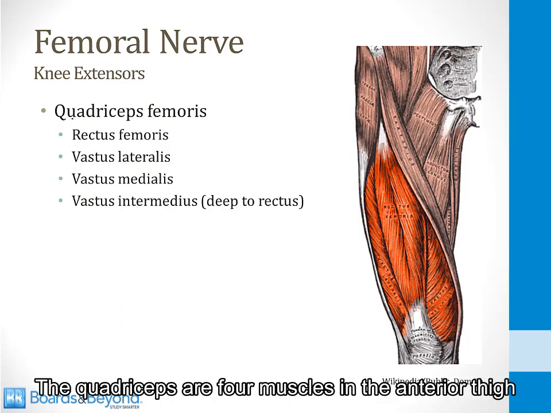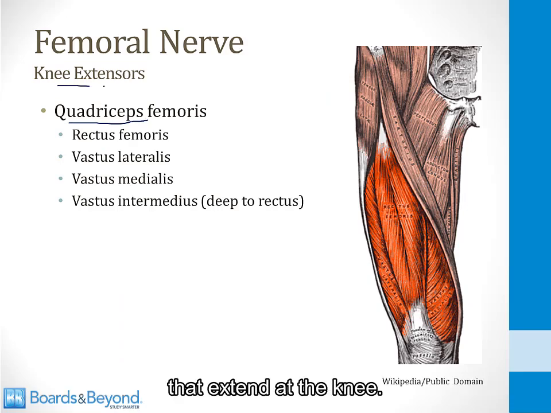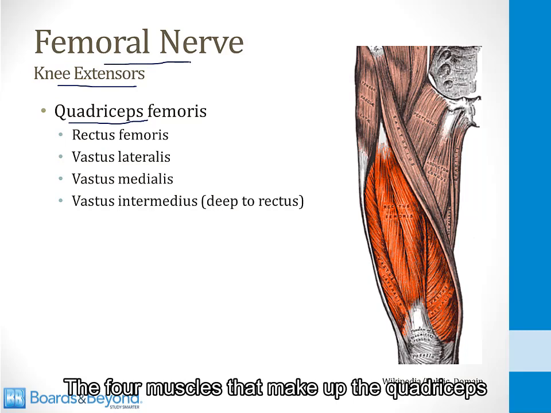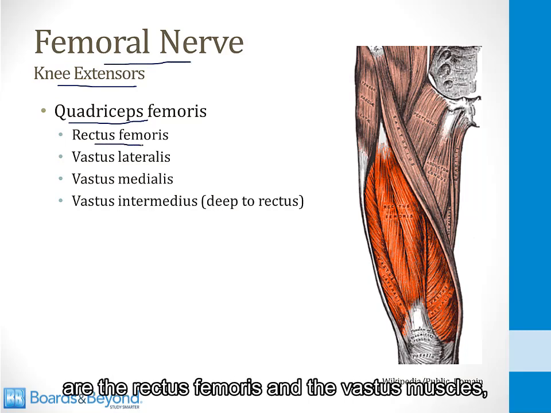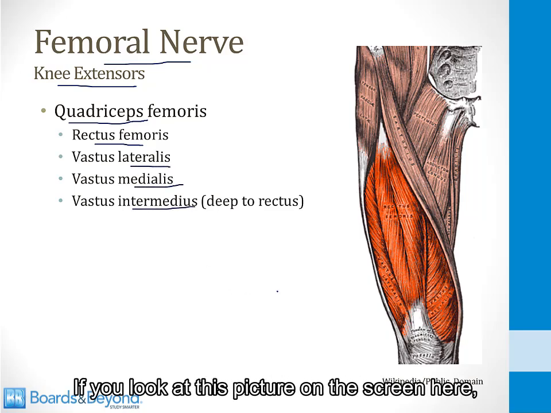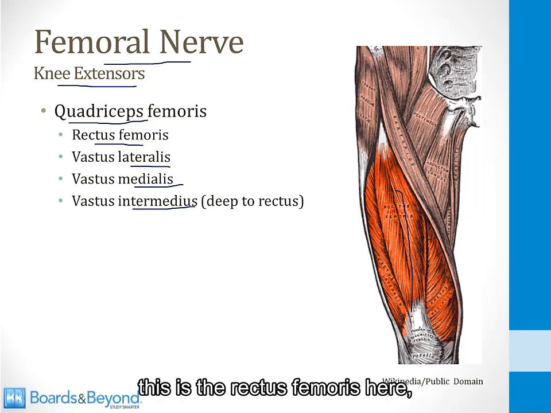The quadriceps are four muscles in the anterior thigh that extend at the knee. They're all innervated by the femoral nerve. The four muscles that make up the quadriceps are the rectus femoris and the vastus muscles, the vastus lateralis, medialis, and intermedius. If you look at this picture on the screen here, this is the rectus femoris here, the vastus medialis is here, the vastus lateralis is here, and the intermedius is not shown. It's deep to the rectus femoris.